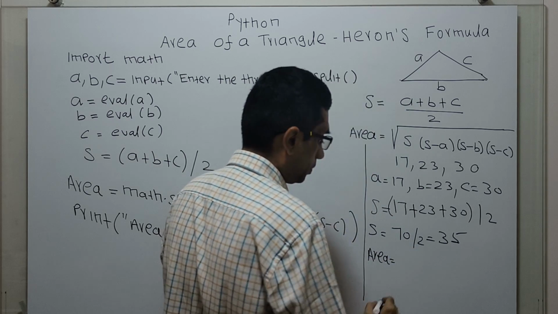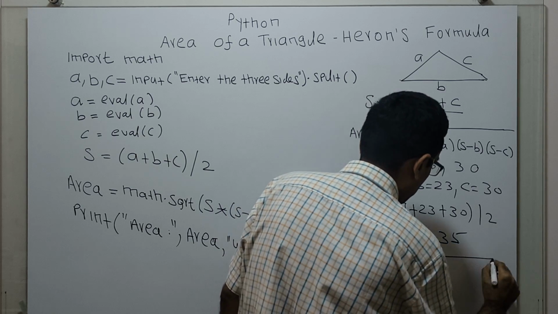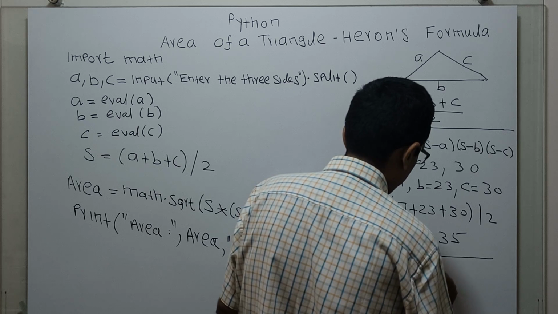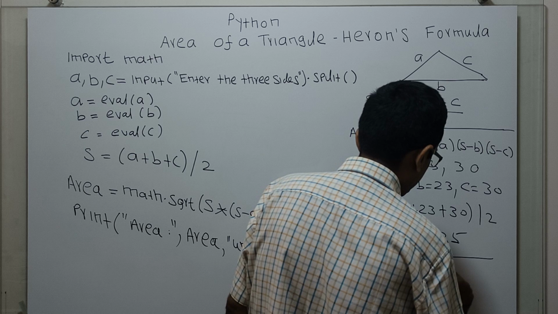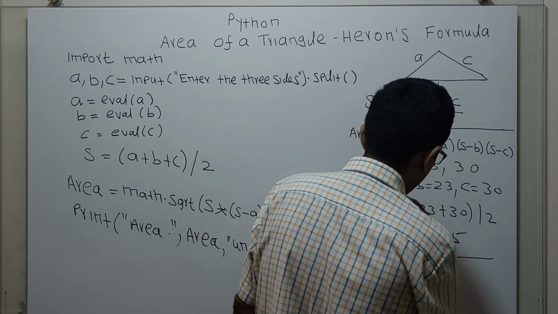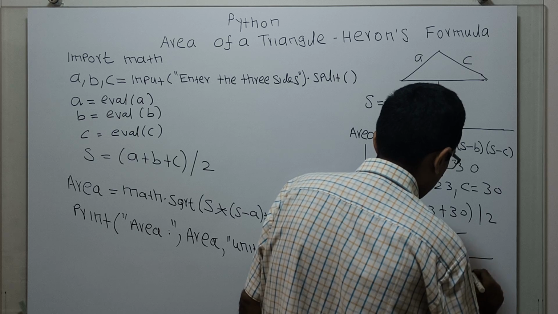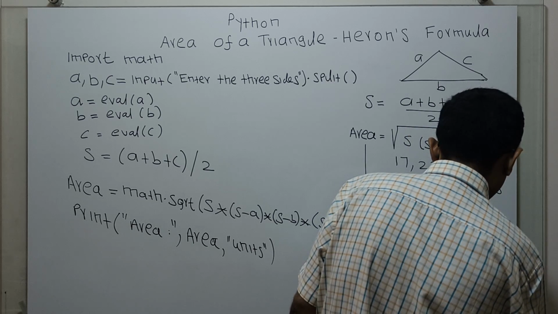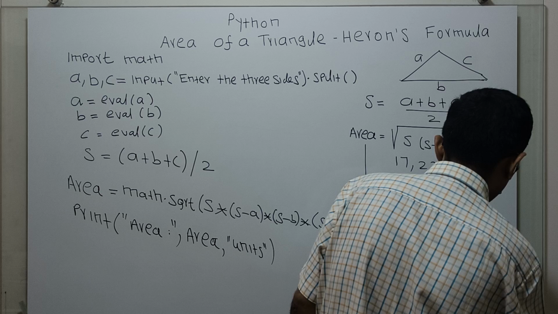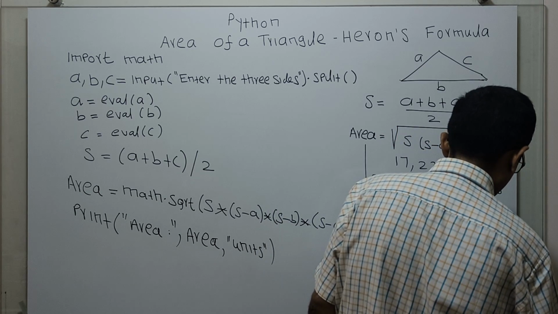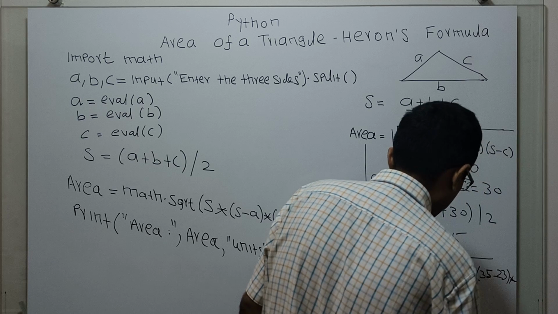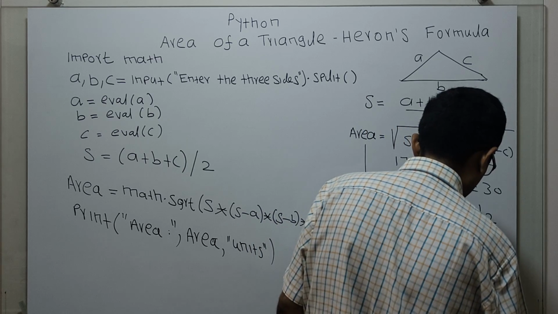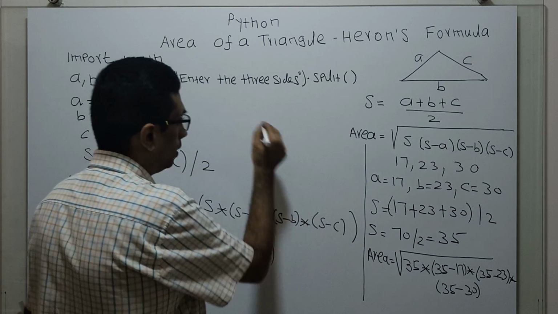Now I am calculating the area. Area equal to square root of 35 multiplied with S minus A, 35 minus 17, multiplied with S minus B, 35 minus 23, multiplied with S minus C, 35 minus 30.